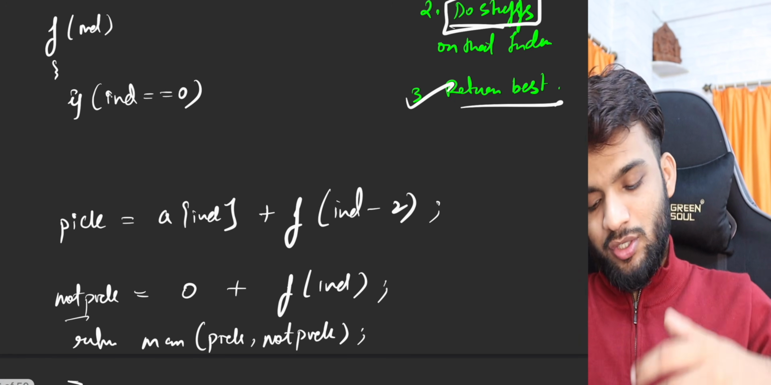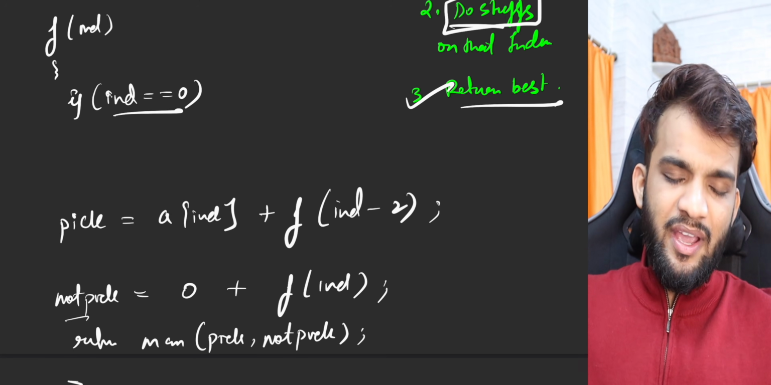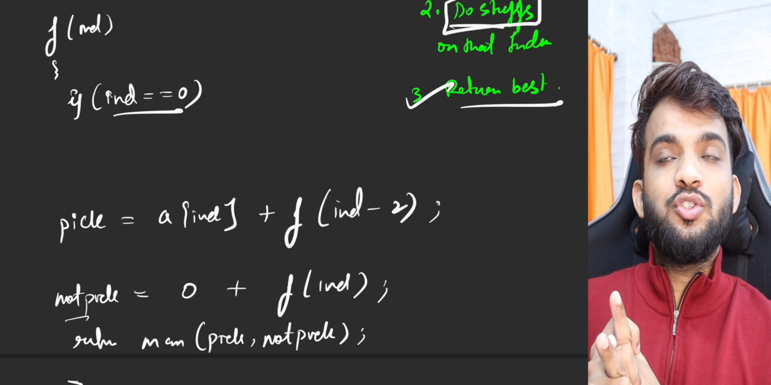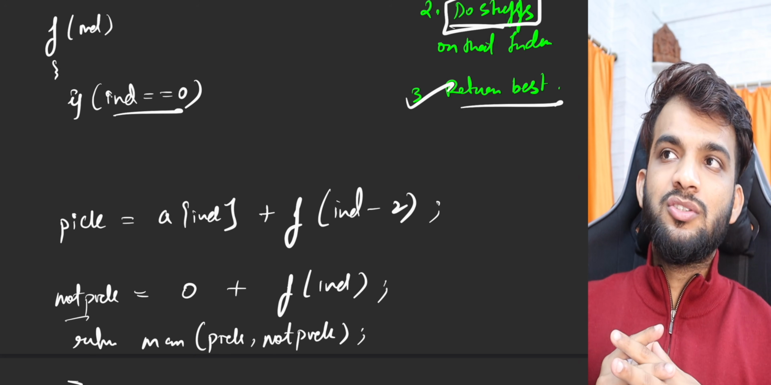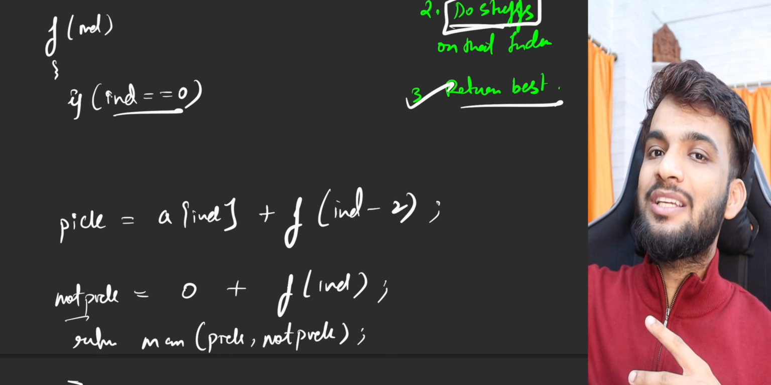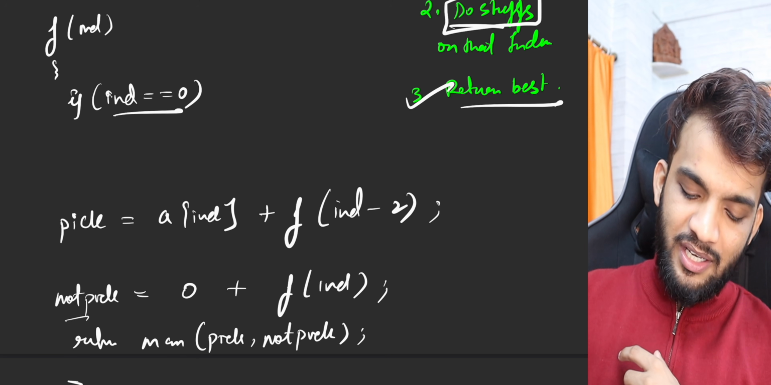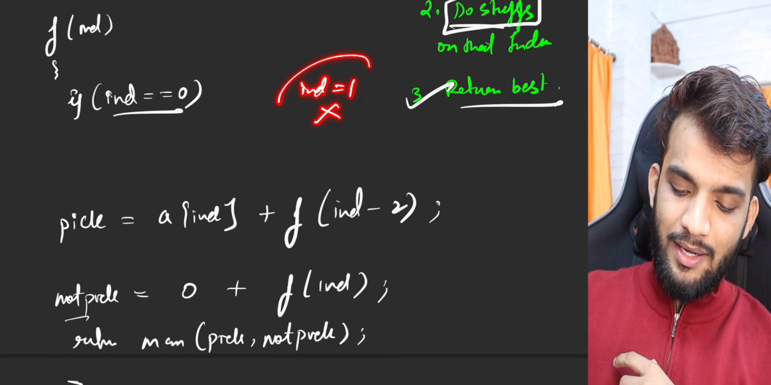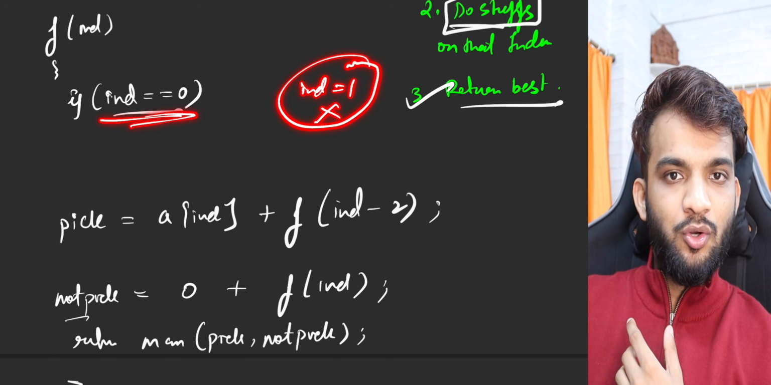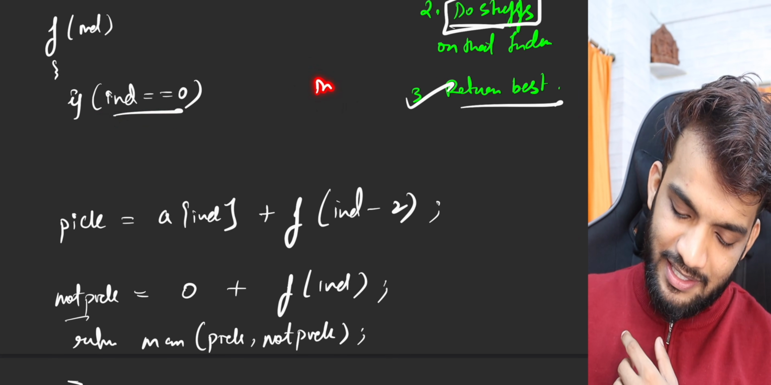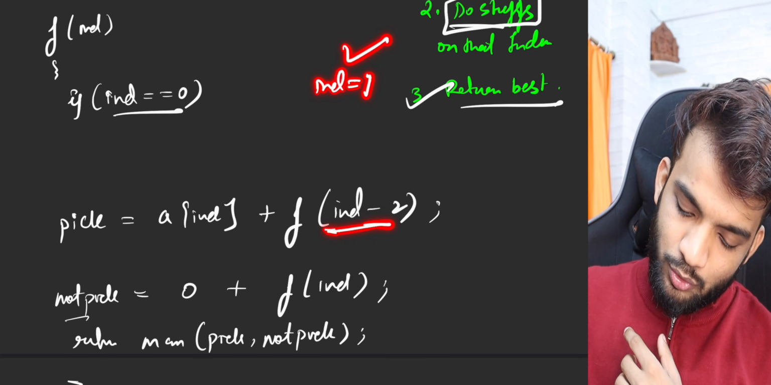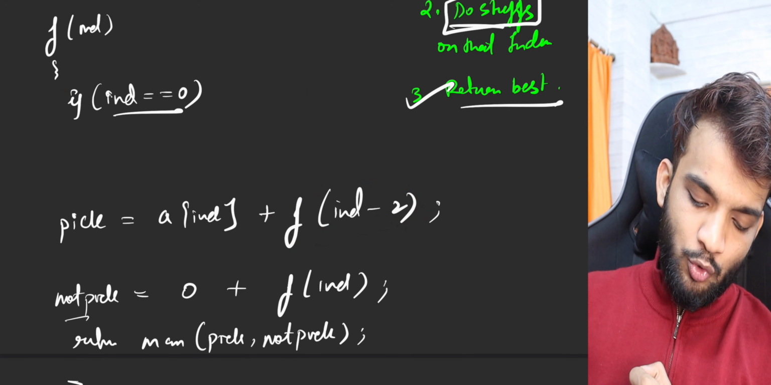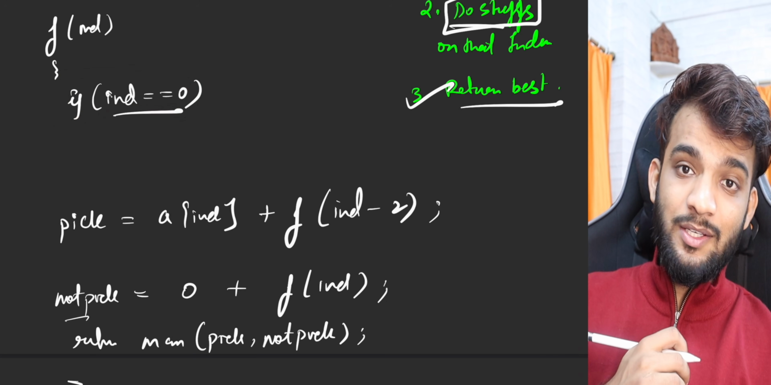But still there's a question. What if we reach somewhere around index equal to 0? If you are reaching index equal to 0 at any moment, that means you have not picked up index equal to 1. Think on this. Because if you would have picked index equal to 1, then index minus 2 would have happened and you would not have reached here. So I can say that you have not picked index equal to 1.